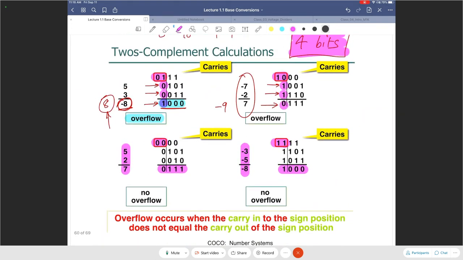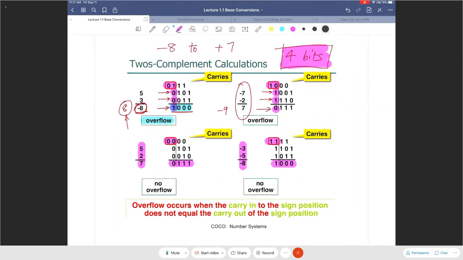First way, if you're looking at the expected result and if that falls outside the range, overflow has occurred. Second way, positive plus positive cannot be negative. Negative plus negative cannot be positive. If it is, overflow has occurred. The third way is to observe the carries that are into the sign position and out of the sign position. If they are different, overflow has occurred. If they are the same, overflow has not occurred. Right, so there are many ways to detect overflow here. Let's keep moving.